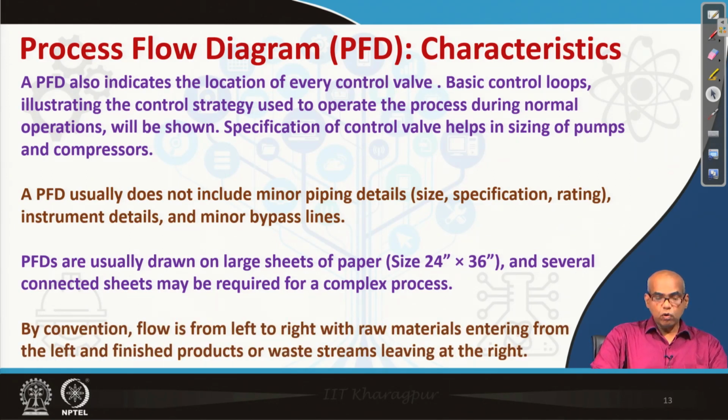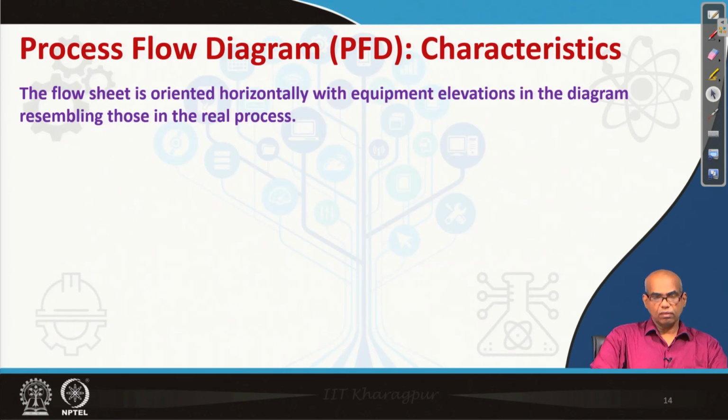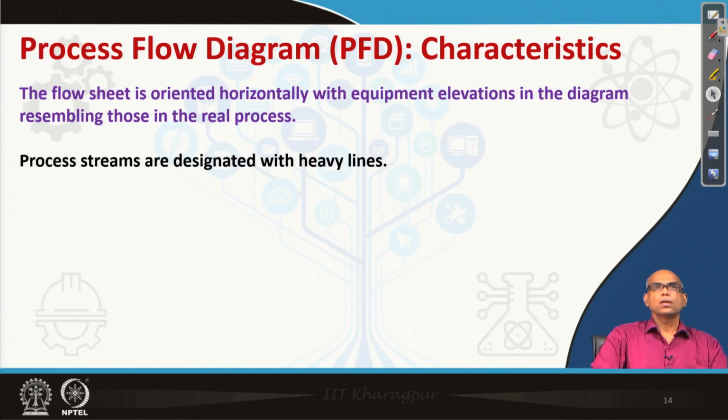By convention, flow is from left to right, with raw materials entering from the left and finished products or waste streams leaving at the right. The flow sheet is oriented horizontally with equipment elevations in the diagram resembling those in the real process. Process streams are designated with heavy lines.